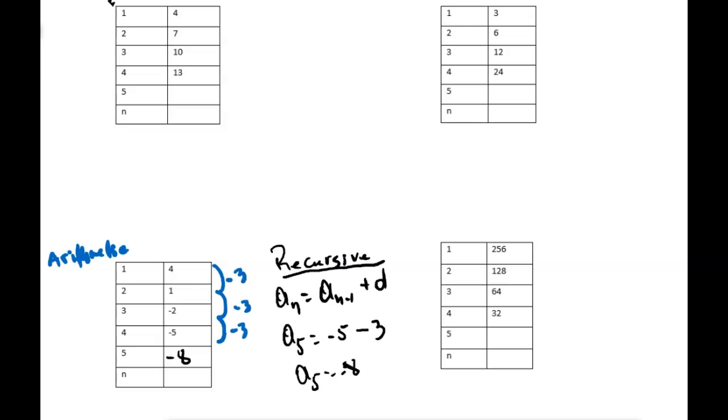Okay, but for the nth term, let's say n is equal to 50. In order to find the 50th term, we have to know the 49th term, and we don't know the 49th term. We don't even know the 48th term. So in that case, the best way to go is using the explicit formula.